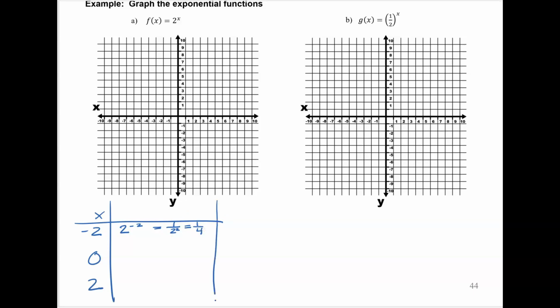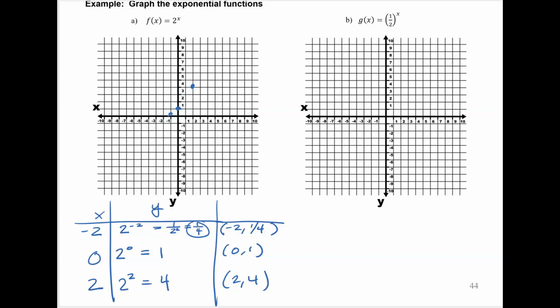So the point here, if we look at the coordinate pair, your y value is 1/4, so the coordinate pair is -2, 1/4. So that's your first point. So -2, and I'm just going to go up just a tiny bit, 1/4. And then if I plug in 0, 2 to the 0 power, anything to the 0 power is just 1. So the point there is 0, 1. Oh, and it looks like that one disappeared. There we go. And then if I plug in 2, 2 to the 2 power, you get 4. So 2, 4.